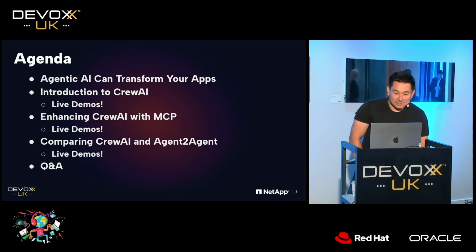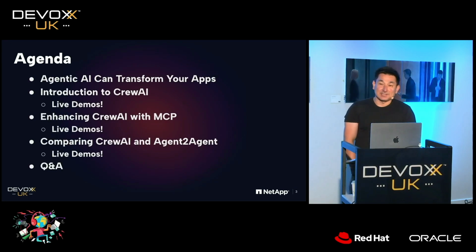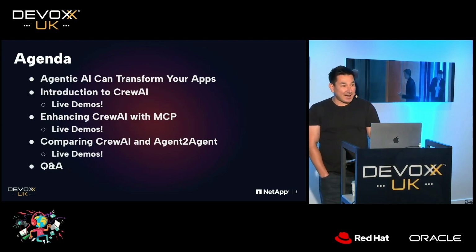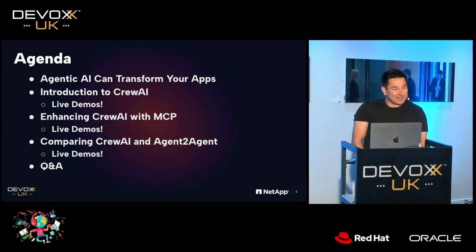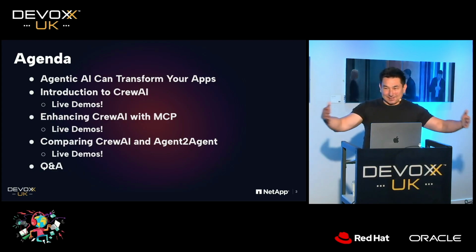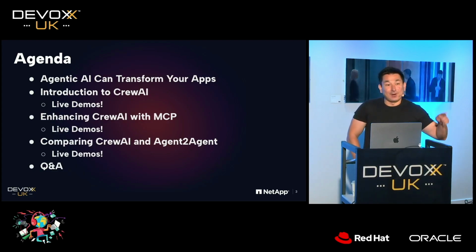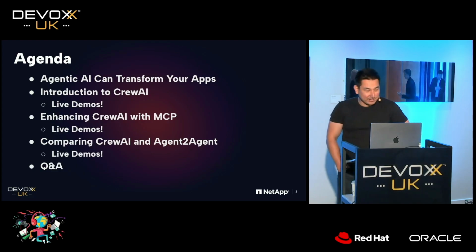So the agenda today, we're going to talk about how agentic AI can literally transform your applications. And the talk was originally a CrewAI talk, and we're definitely going to talk about CrewAI. It's actually an awesome framework. But there's a ton of buzz these days about MCP and agent to agent. So I'm going to literally bring all of that in, and we're going to talk all about it and actually integrate all of them together. So it'll be pretty cool.